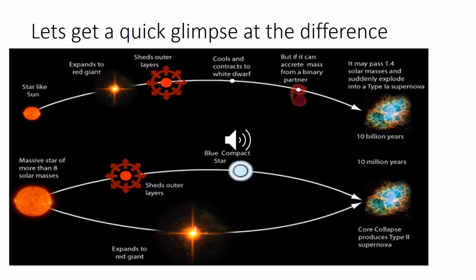Here's a diagram to give you an overview of the processes that a type 1 star versus a type 2 star has to go through in order to evolve into a supernova.